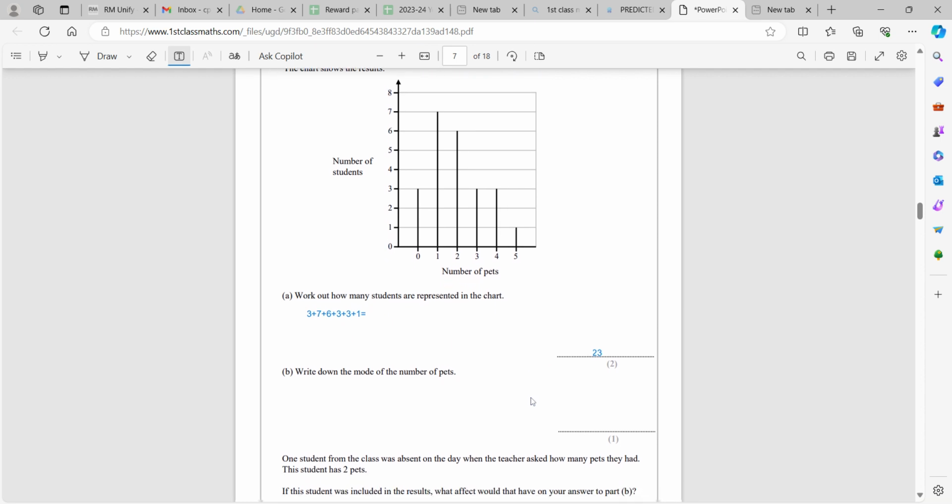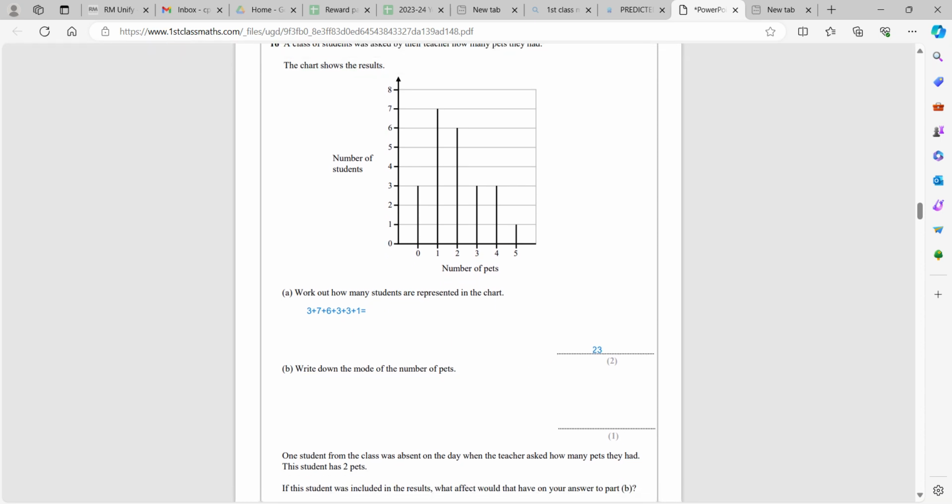Write down the mode of the number of pets. So what is the most common for the number of pets? And that is the one that you can see has the most amount of people that have selected it. So the tallest one, which is 1.